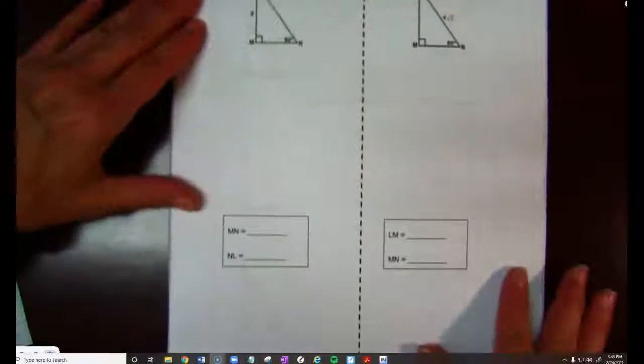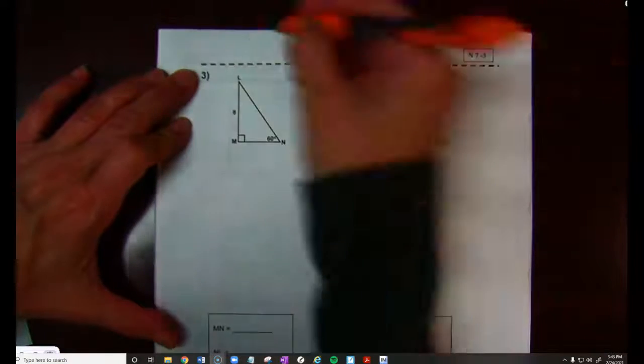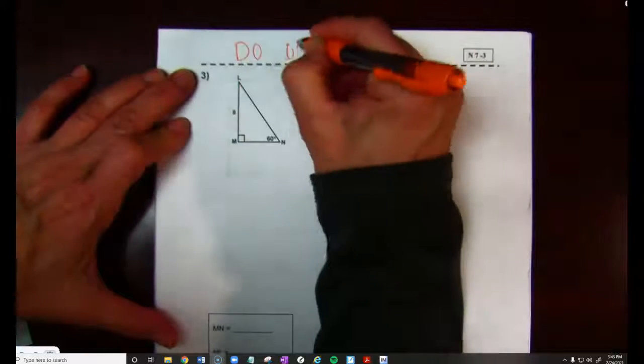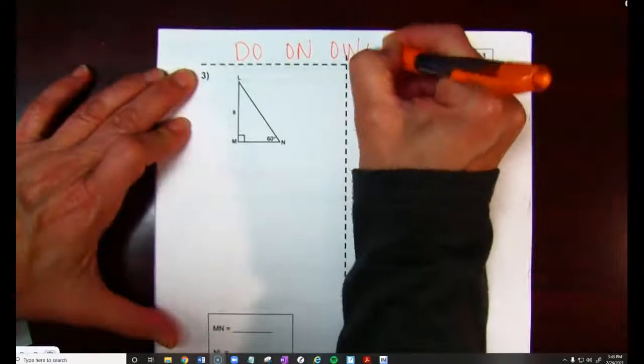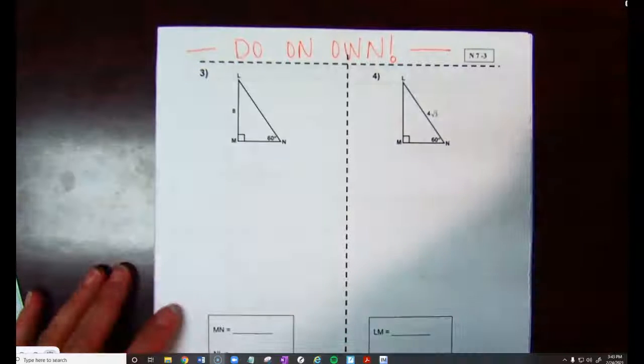Okay, let's turn the page. So here we are with examples 3 and 4. For examples 3 and 4, you're going to do on your own. And remember, you can always ask questions in class.